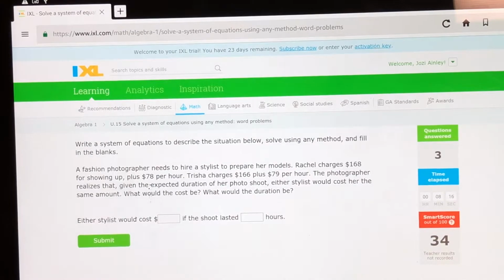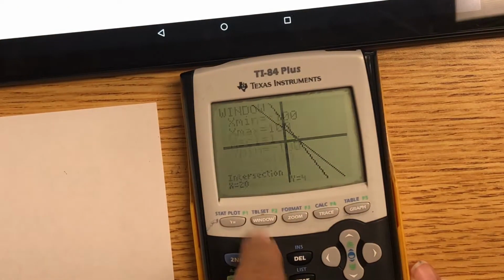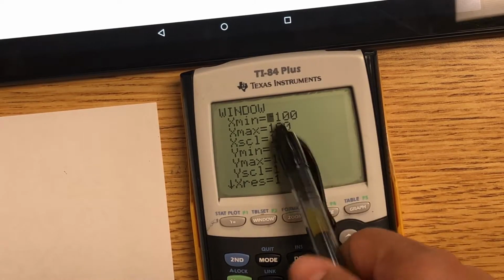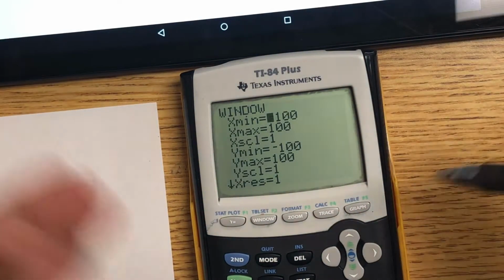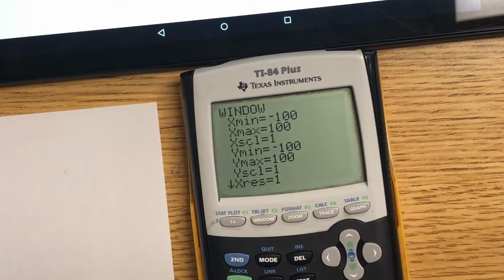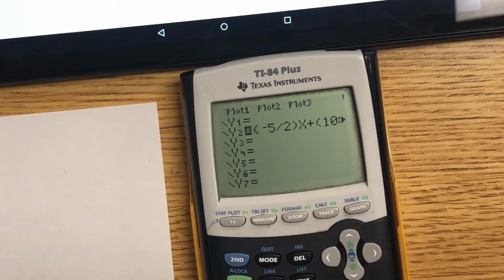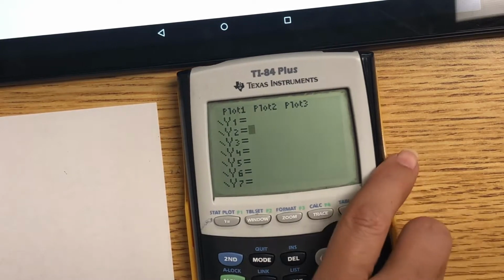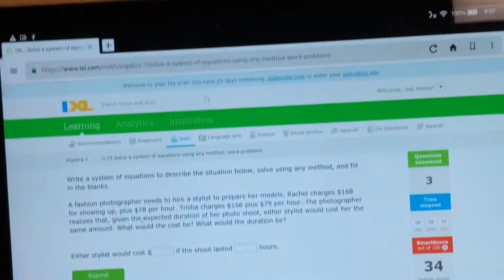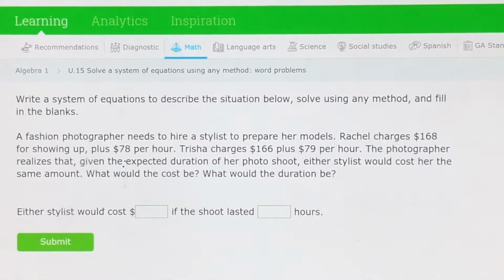Okay, so just real big, if it gives you an error, you just need to change your window. So I'm going to show you that again. So hit window. This is just saying when I look at it, I want to look at it this big. So I'm going to leave it this big because IXL's numbers are big. So if you ever get an error, come change your window. All right. I don't know which way you prefer to do it, but I'll just do it in the calculator for now.